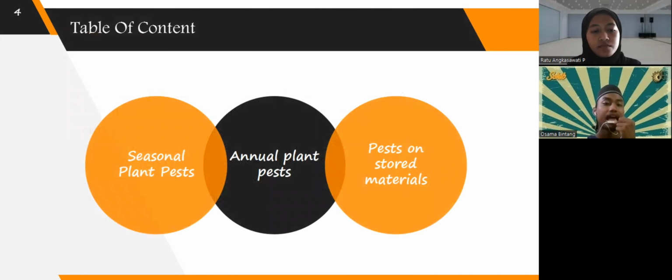We have a table of content. The first is seasonal plant pests. The second is annual plant pests. And the third is pests on stored materials.